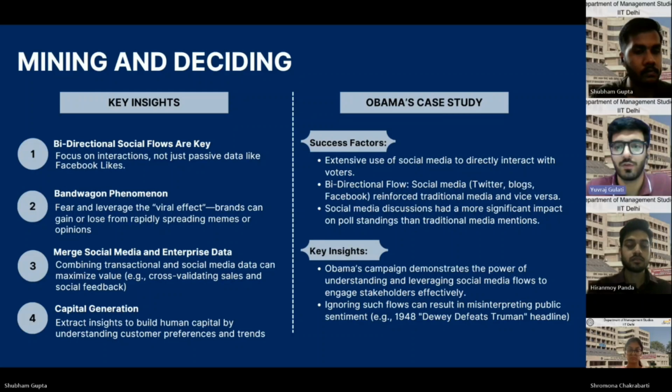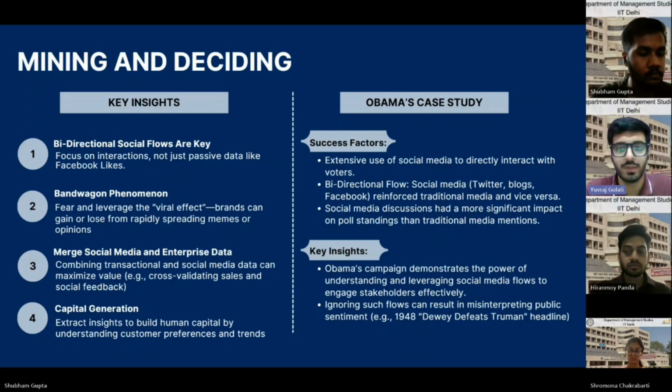Second is the bandwagon phenomena. So it talks about how we should carefully leverage the viral effect. There are times when companies have used this bandwagon phenomena over social media platforms and they have got huge traction and popularity. So this is key in ensuring that companies are able to build a strong social media capital. Third is we have to ensure that we merge social media data and enterprise data to ensure that we have good data warehousing as well as management techniques.